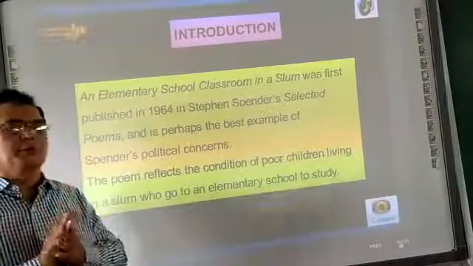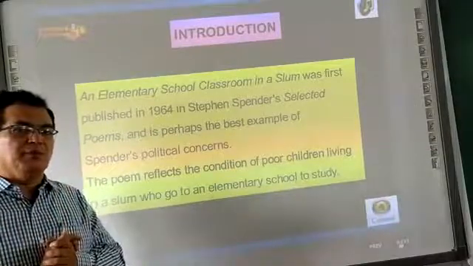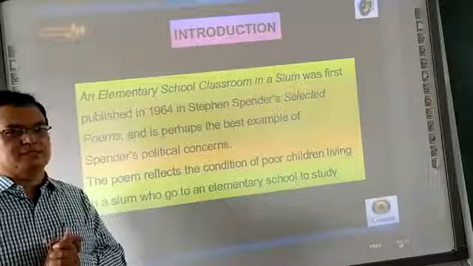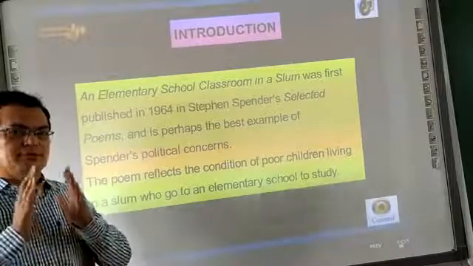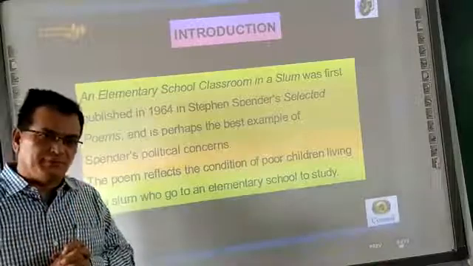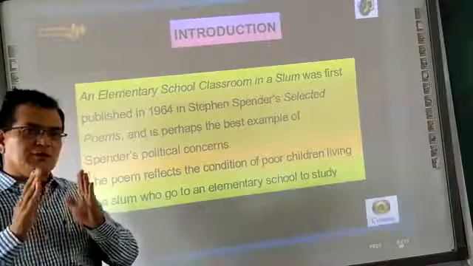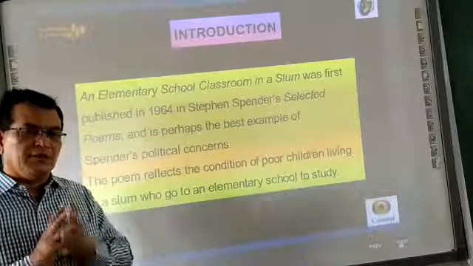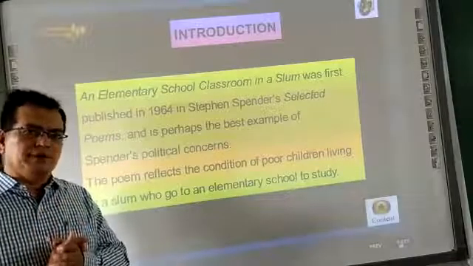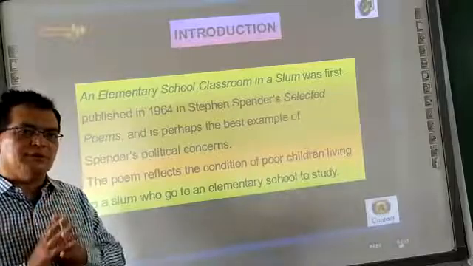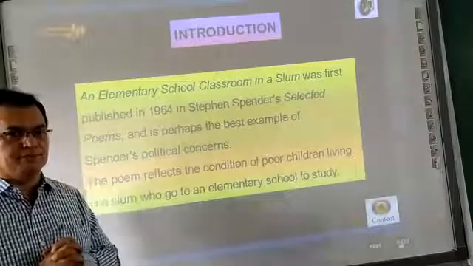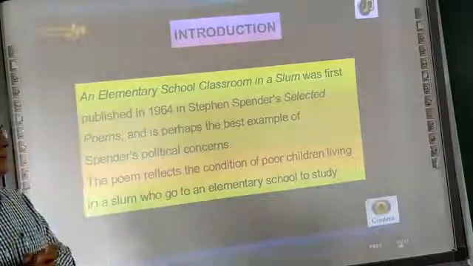The title of the poem is An Elementary School Classroom in a Slum. So let us start this poem, An Elementary School Classroom in a Slum. This poem is written by famous British poet Stephen Spender. So let's start this poem.